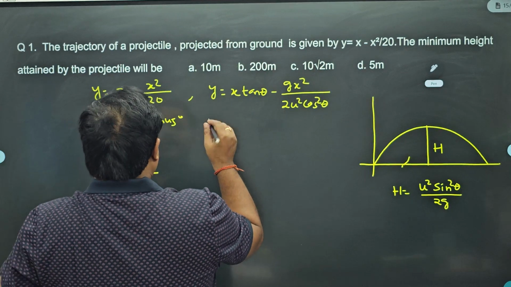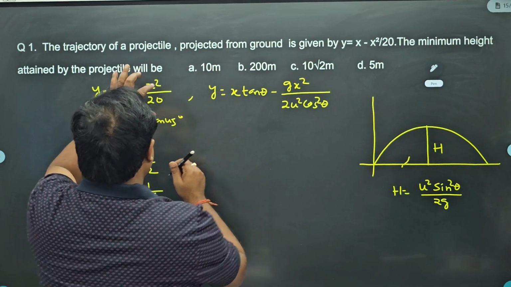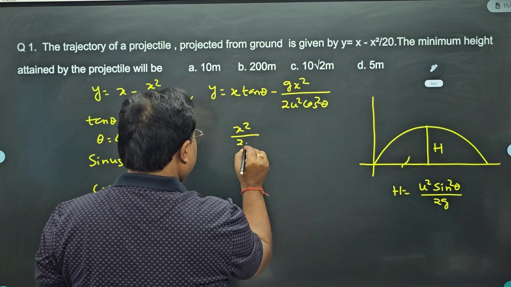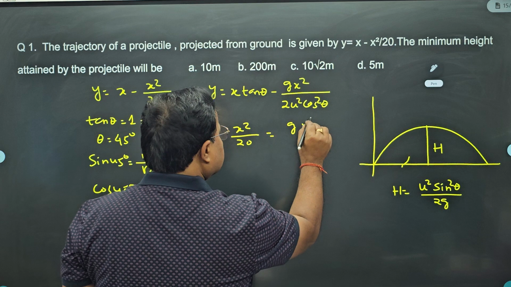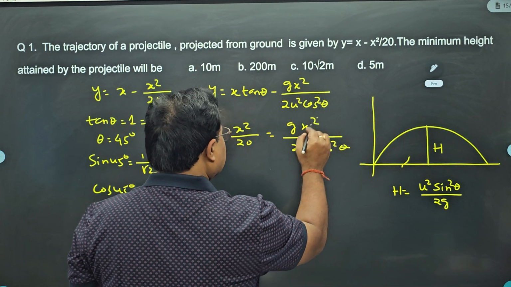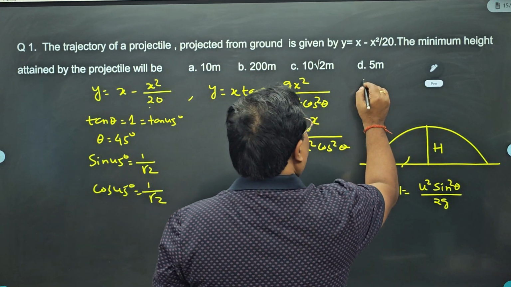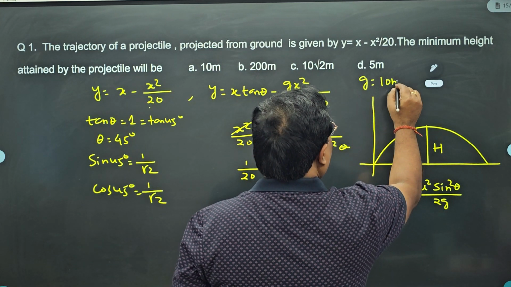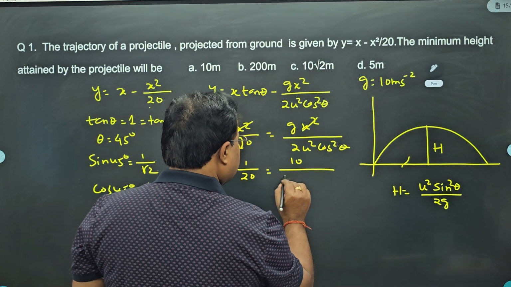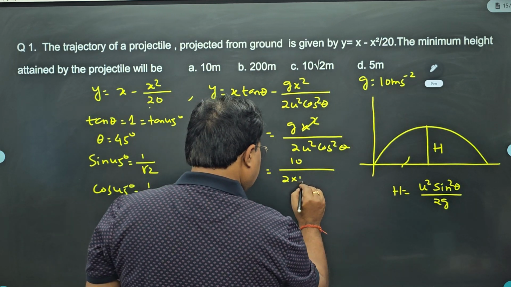Next, if you compare these two, tan theta is equal to 1. Now compare the second term: x square by 20 is equal to g x square by 2u square cos square theta. X square cancels, my dear students, and g is already given as 10 meter per second square, acceleration due to gravity. So this is equal to 10, this is equal to 2, then u square.